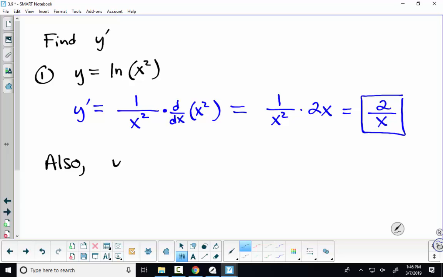Also, if y equals the ln of x squared, do you all remember properties of logarithms? Somewhat? You should be familiar with them. If not, they're used heavily in this section. If I take the log of anything to a power, what can I do to the power? You can move it in front. Move it out front. So by properties of logarithms, y equals ln of x squared is the same thing as 2 times the ln of x.